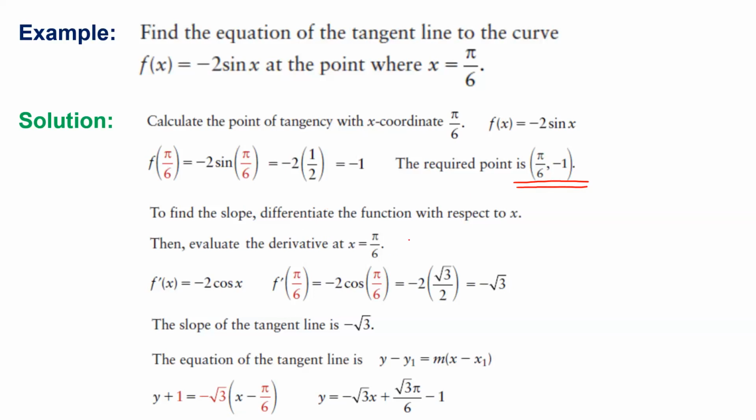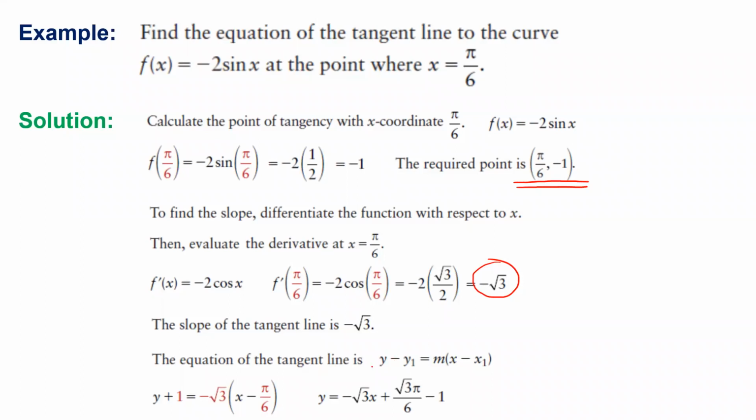We can first differentiate the function with respect to x to get the derivative of that function. So the derivative of f(x) equals -2 times cosine x, right? Then we evaluate the derivative at x equals a sixth pi. This gives us negative square root of 3, right? So that means the tangent line passes through this point and with a slope of negative square root of 3.